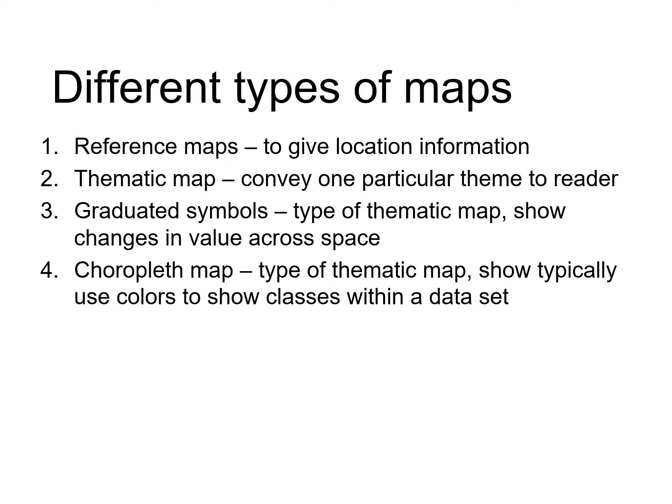We make different types of maps, and we make them for different reasons. The first type we're going to talk about is a reference map. Reference maps give you locational information, where things are relative to other things. The second type is a thematic map. These convey some particular theme to the reader.